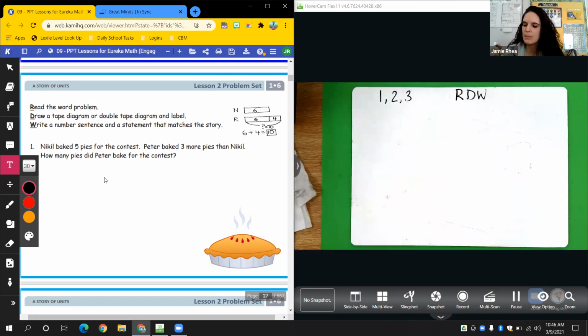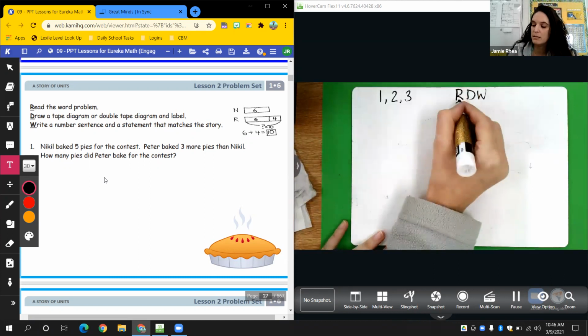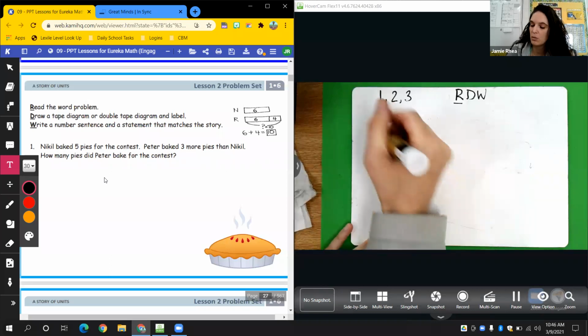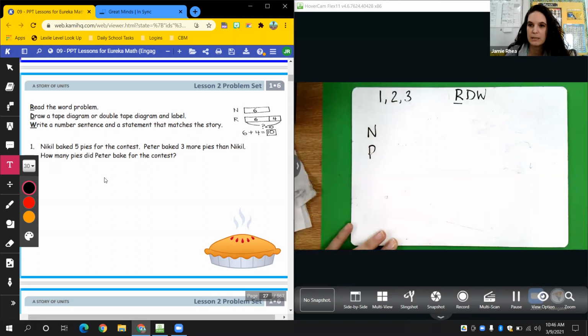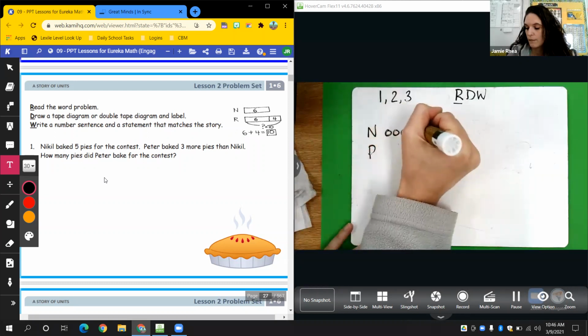All right, so let's look at number 1. Nikhil baked 5 pies for the contest. Peter baked 3 more pies than Nikhil. How many pies did Peter bake for the contest? Okay, we read. Let's go back and draw what we know. So Nikhil and Peter are my 2 friends, okay? Nikhil baked 5 pies for the contest. I'm going to draw out 5 for her. 1, 2, 3, 4, 5.